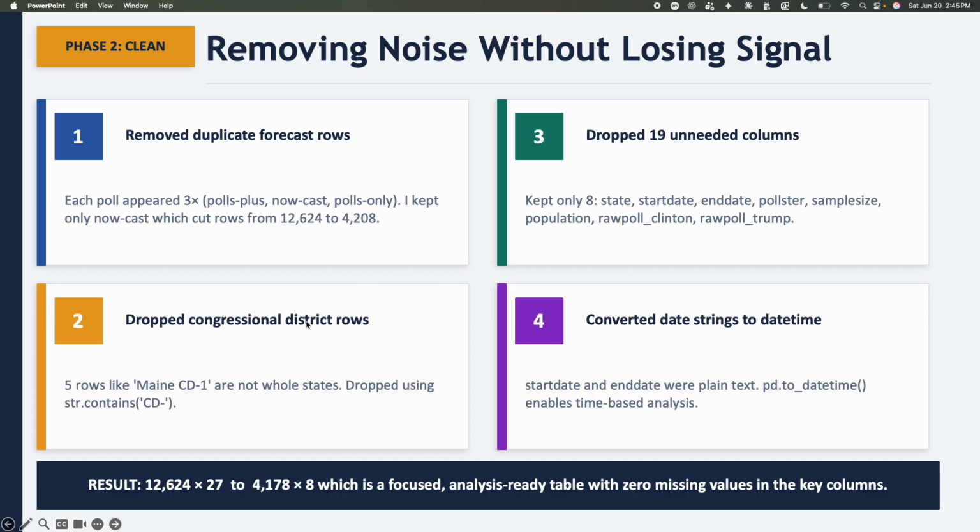Second, I dropped 5 rows for congressional districts like Maine CD1. Those aren't whole states and would have thrown off state-level comparisons. Third, I dropped 19 columns I didn't need. And fourth, I converted the date column from plain text strings into proper datetime objects, which was essential for the next phase.